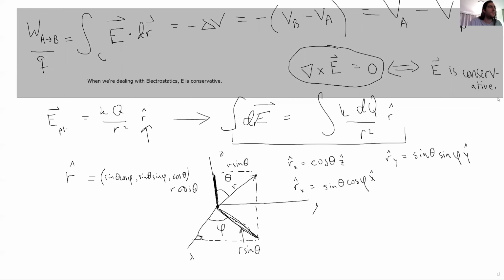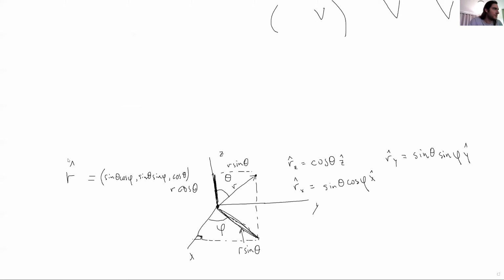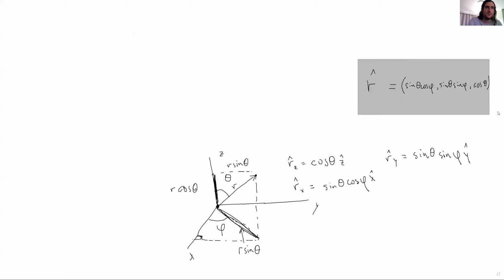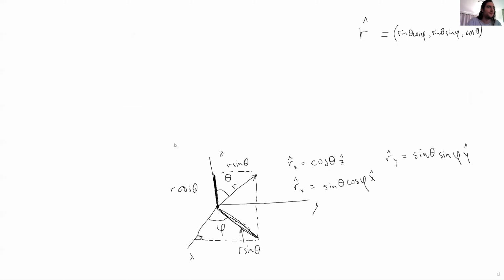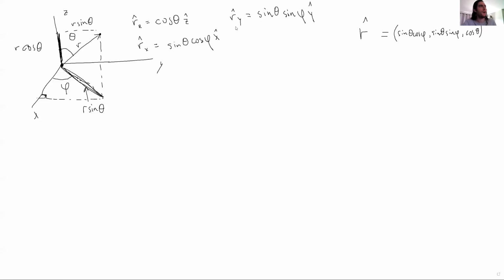Gonna need some more space here. This is what I want to keep here, this r hat vector. Okay. We have the r hat vector. We know what E is. So E is kQ over r squared, r hat.